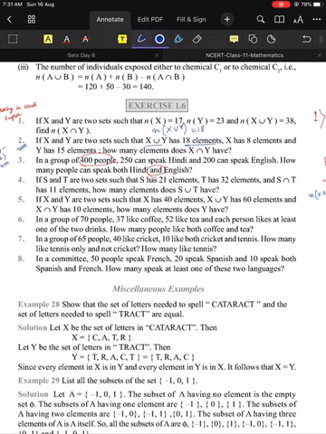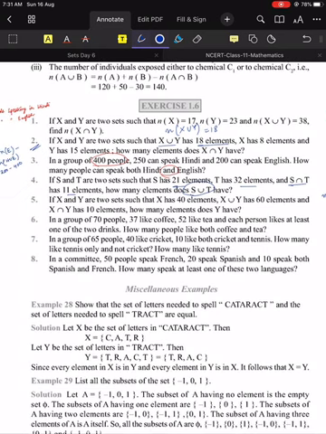Now question number 4. Again you see in question number 4 they have given that S and T are two sets such that S has 21 elements, T has 32 elements, and S intersection T has 11 elements. Here S intersection T is given and you have to find S union T. So this one is also homework, so please do it. Very easy.